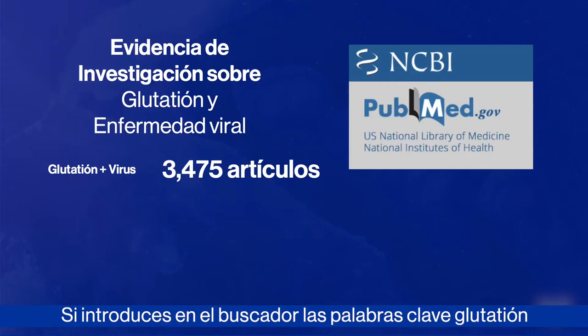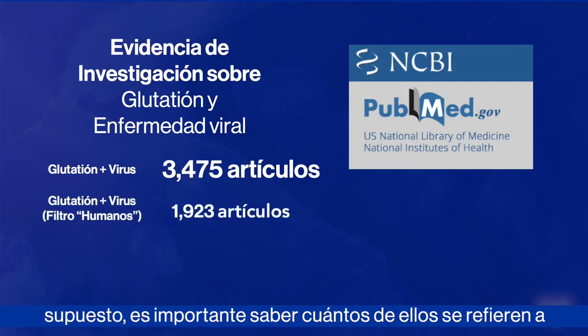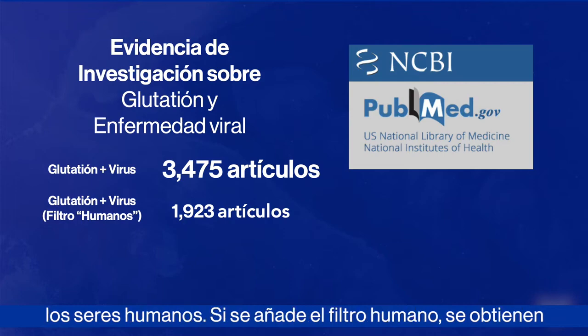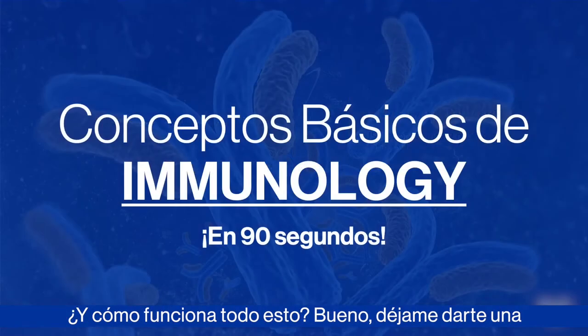If you enter the key terms glutathione and virus into the search engine, you're going to get back somewhere around 3,500 different articles. And of course, it's important to know how many of these have looked at humans. If you add the filter human to that, you're coming up with almost 2,000 articles on this topic. That's a lot of research. So how does this all work?